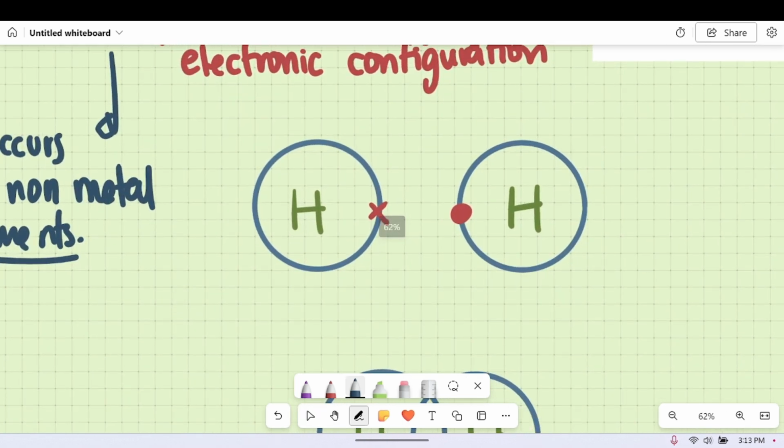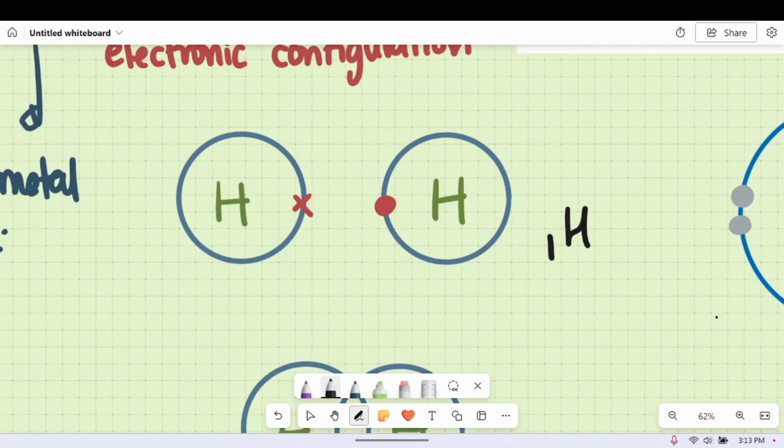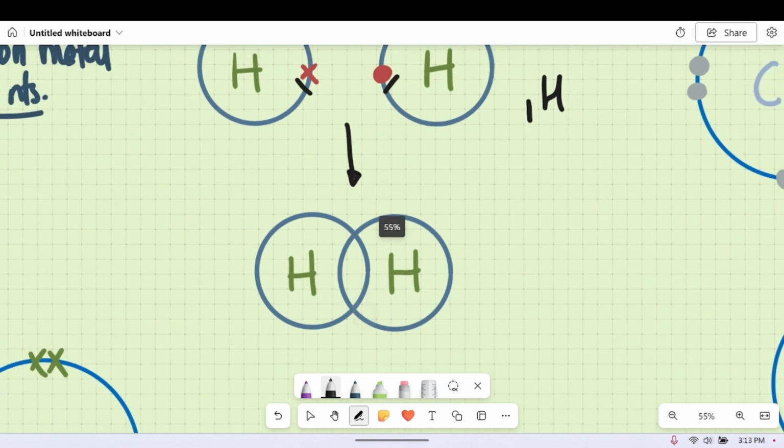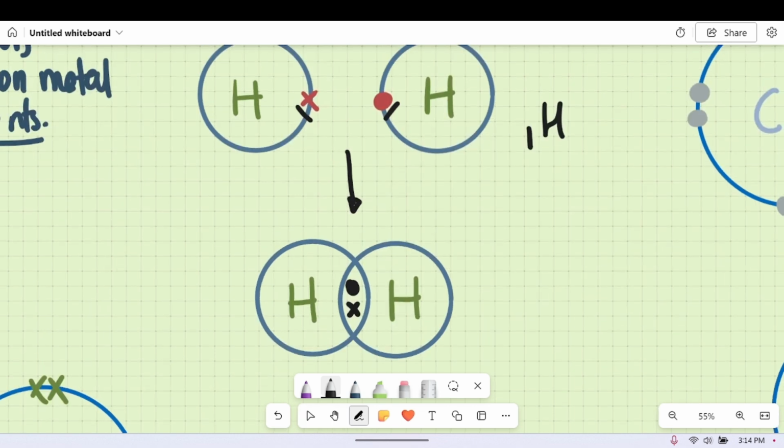Okay, let's start with hydrogen, the simplest one to do. So hydrogen, we know, has 1 electron. So here you go, 1 over here and another over here. Now according to a full electronic shell, the first electronic shell should have 2 in order to be full. So hydrogen says, I'll bring one electron, you bring the other electron, and let's share this pair of electrons and attain that full outer shell. There we go. That's basically it.